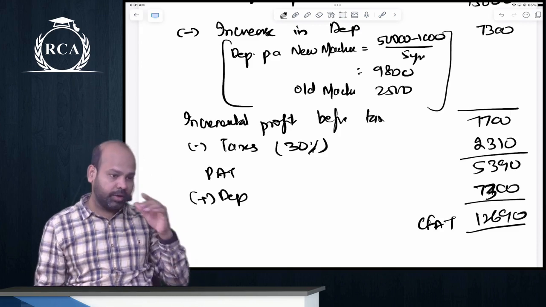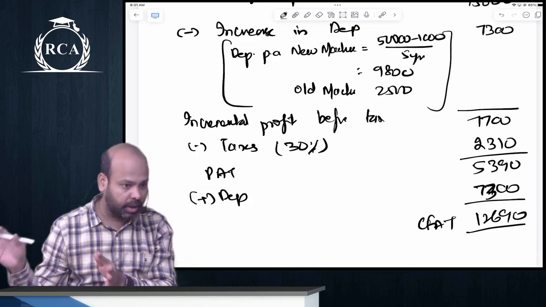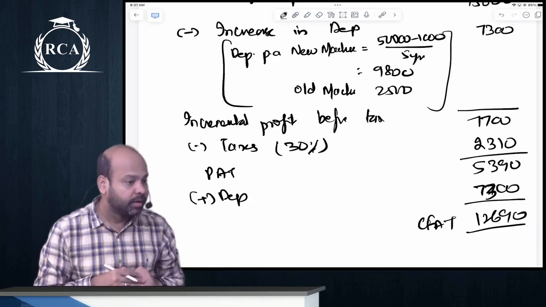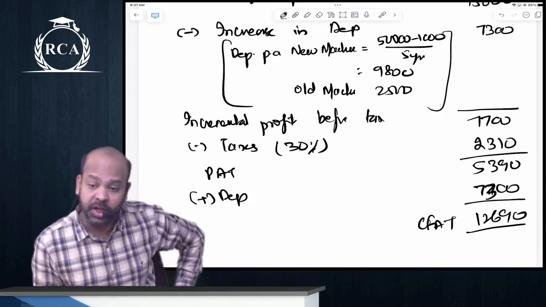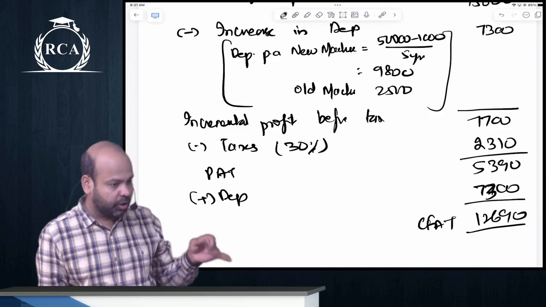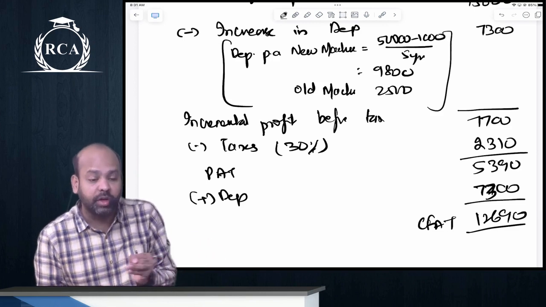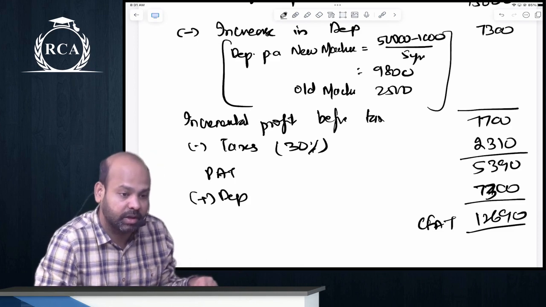You can alternatively take depreciation tax savings separately, revenue net of taxes separately, cost savings net of taxes separately. Okay? If you do that, you should take only tax savings on depreciation, not depreciation net of tax savings. Revenue you will take net of taxes, cost savings you will take net of taxes, depreciation you will only take tax savings. You took depreciation net of tax savings.